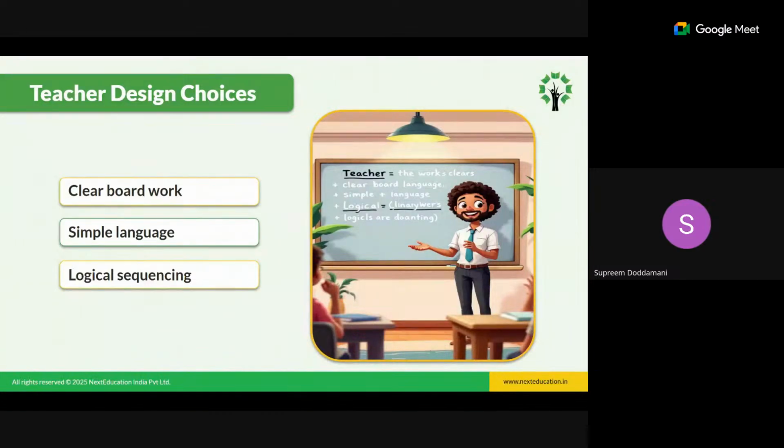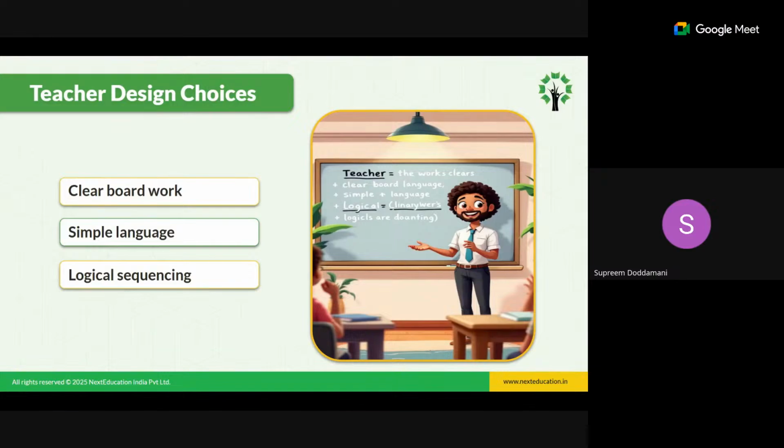And use very simple language. You are supposed to use very simple language, since they are kids, students below grade 10. We don't need to use high language or sophisticated language. No need to use all those things. It's simple language which the students feel.